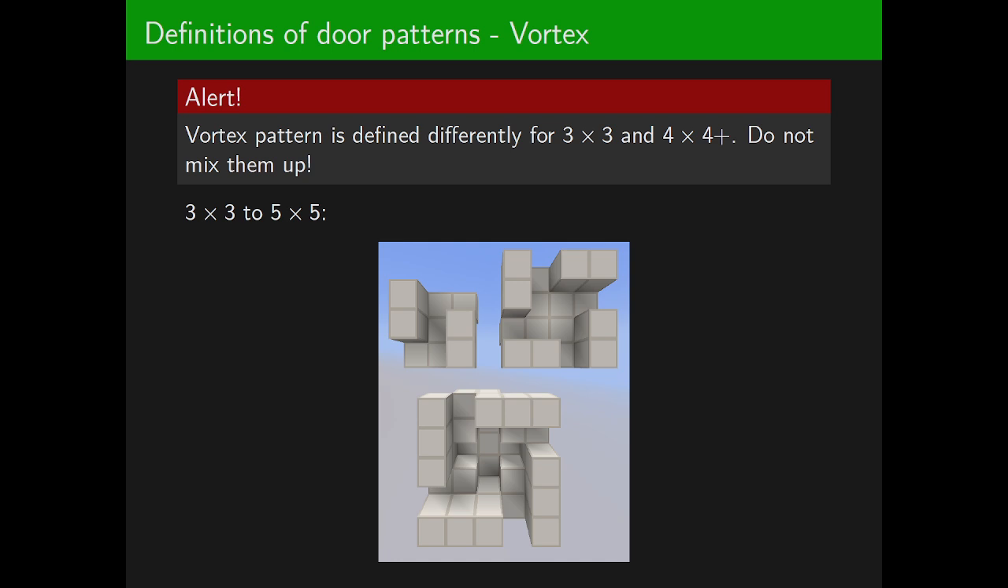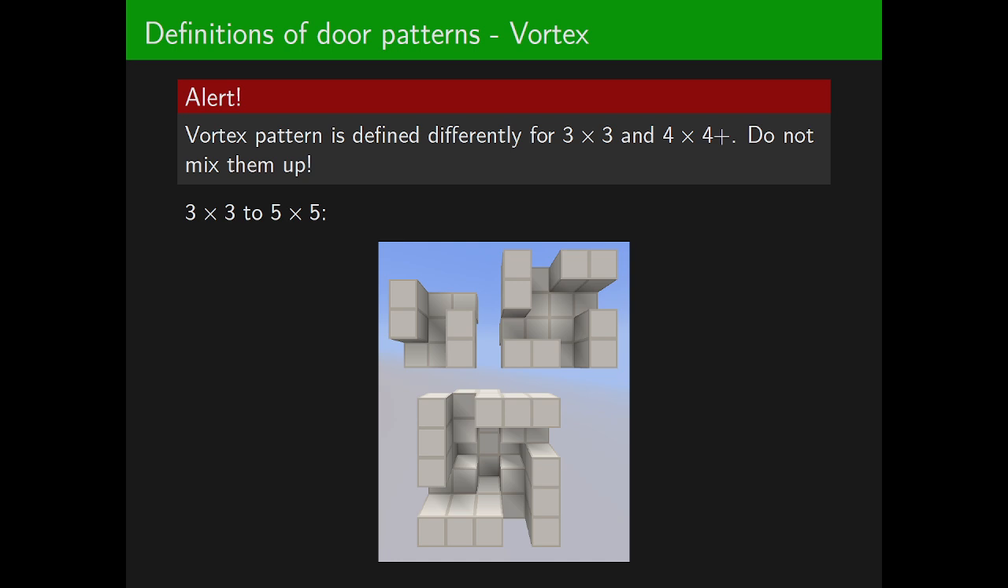So for 3x3 and 5x5, it looks like this. And yeah, alert, vortex pattern is defined differently for 3x3 and 4x4 and above. Do not mix them up. So don't try to apply 3x3 to the general definition. I don't know how you can apply 4 by 4 according to the horizontal vortex door pattern. I don't know, but in case you know how to do that, don't do that.